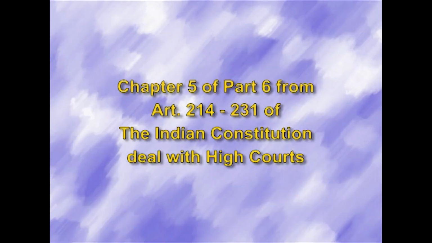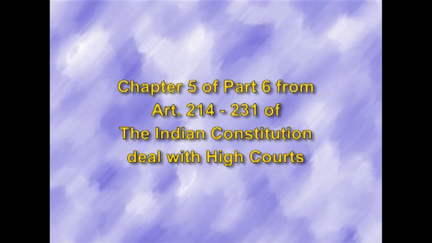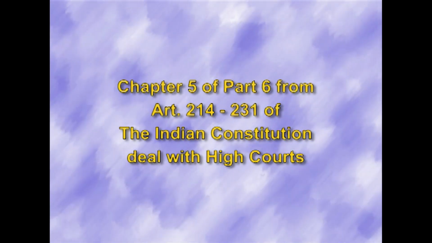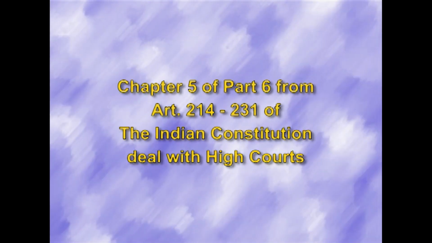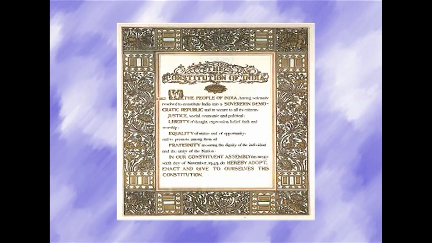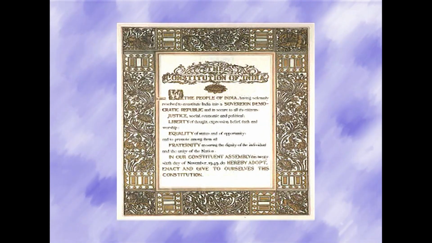Chapter 5 of Part 6, from Article 214 to 231 of the Indian Constitution, deals with these high courts. As already stated, there shall be a high court for every state. The Constitution further lays down that there shall be common high courts for 2 or more states.